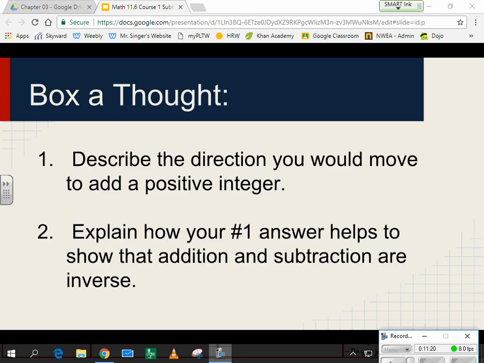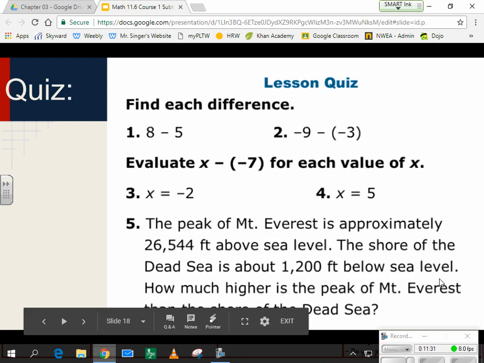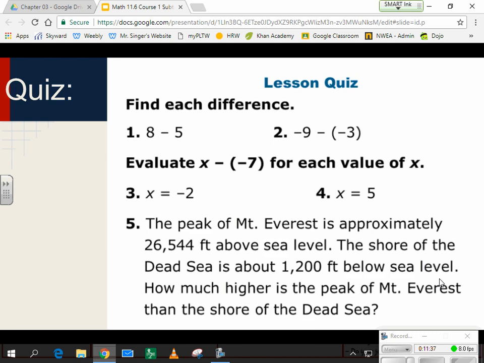Here we go. Now we're on track. Here's your box of thought. Go ahead and give some good thought to these. Give me some full answers to be able to tell me how you did. And here's your quiz. You got 5 problems to do. Take your time, do them right, and then we'll see if you got them.